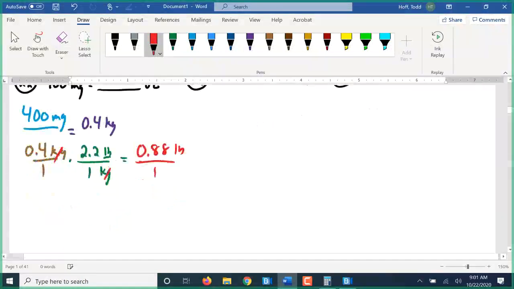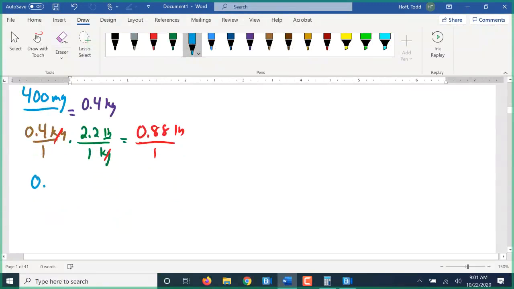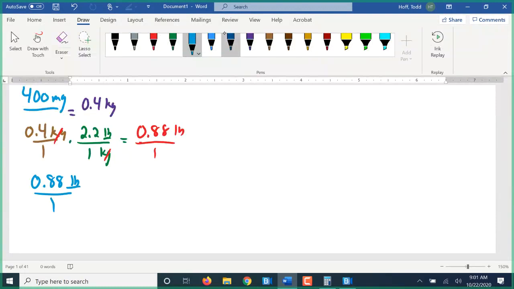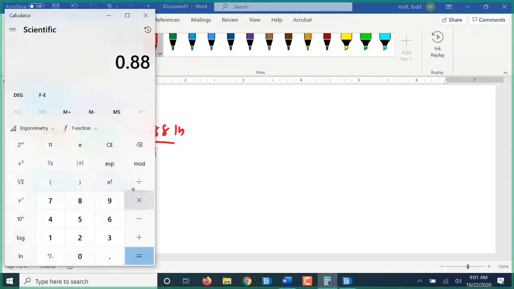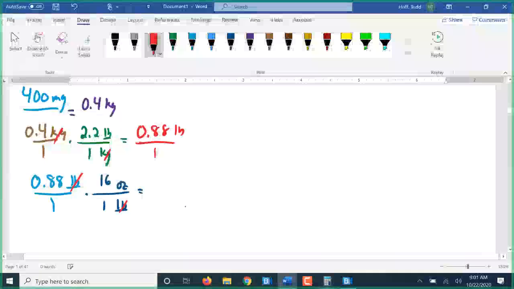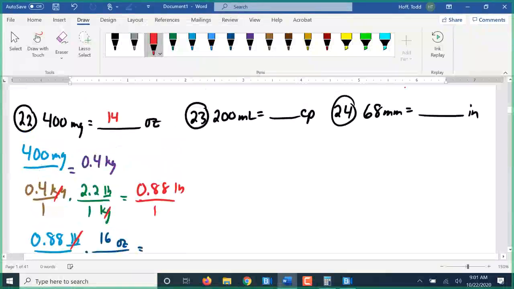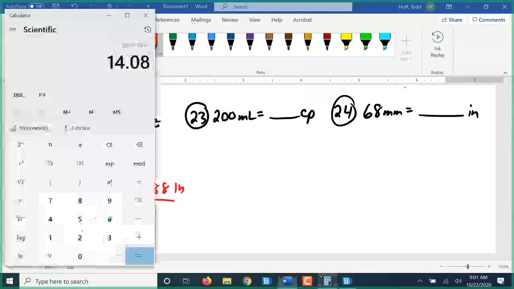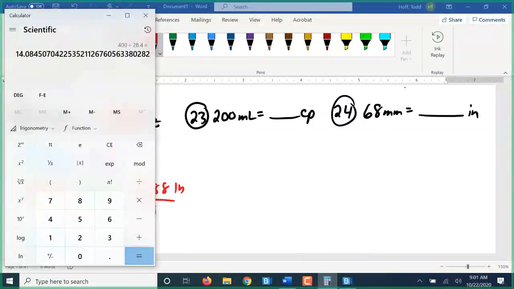Now I have to convert those pounds into ounces. 0.88 pounds over 1. Pounds on bottom, ounces on top. 1 pound is 16 ounces. So 0.88 times 16 is 14.08 ounces. Technically, I believe it's like 28.4, 28.39 grams per ounce. You see that same conversion, 14.08.